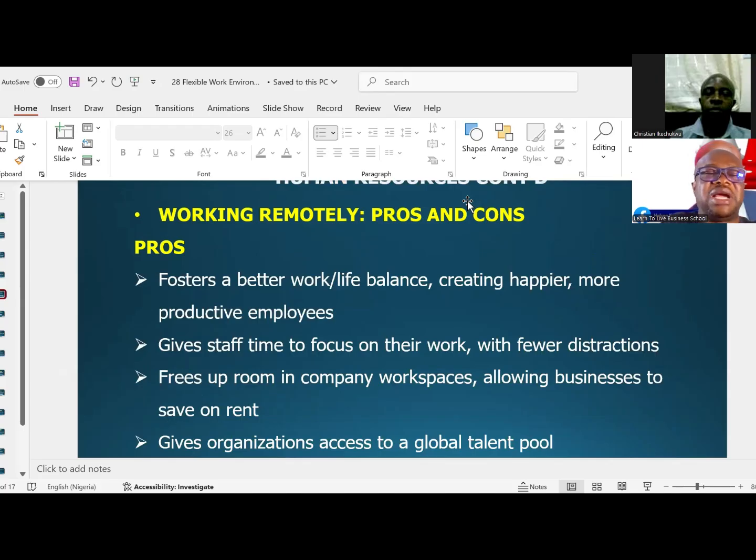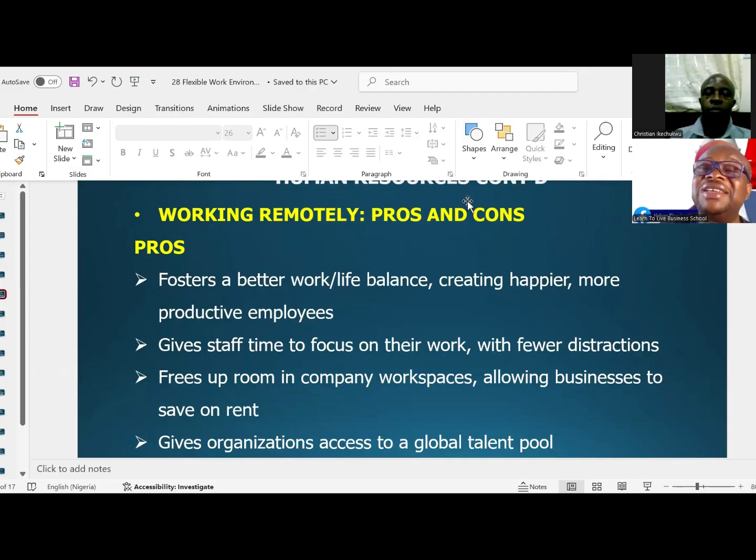You look at it typically: it fosters a better work-life balance, creating happier and more productive employees, which is very much needed and noted. Then it gives staff time to focus on their work with fewer distractions. Yes, most times in the office, some staff engage in talking, which affects the productivity level. It also frees up room in company workspace, allowing businesses to save on rent.